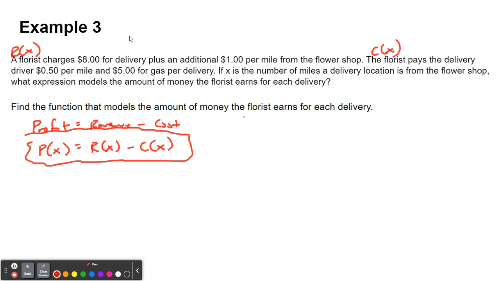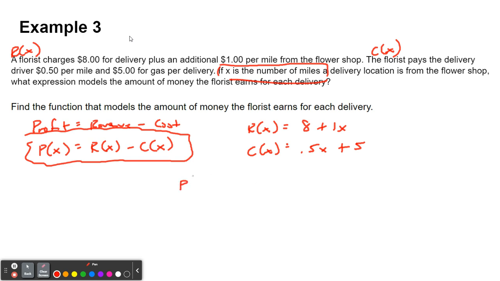Okay, so what does our florist revenue look like? So for the revenue, the florist makes or charges $8 for delivery. So that's a flat fee of $8 and then $1 per mile. Well, if x is the number of miles, you multiply the $1 times x. You could put 1.00x, but I'm just going to put 1x. The cost for the flower shop is for the delivery driver. So we do 0.50x, so 50 cents per mile, and then $5 for gas, and that's a flat $5 fee. So there are your two functions, right? So now we need to subtract them.